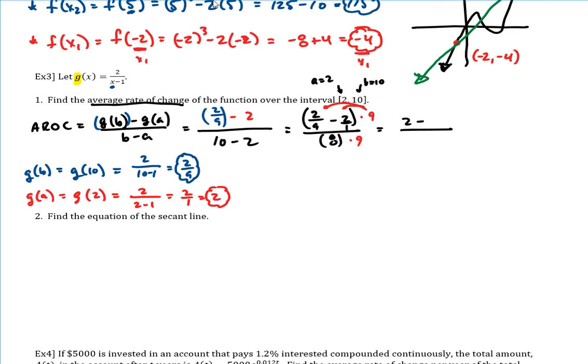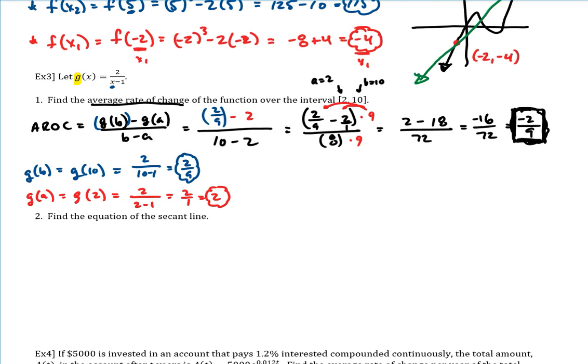And then I have minus 2 times 9, which is 18. And then down below, I have 8 times 9 is 72. So it looks like it would continue simplifying to be negative 16 over 72. However way we would want to simplify this, I think both of these are divisible by 8. So we would get negative 2/9. Okay, so that's our average rate of change. I guess I should just box it. That is our average rate of change.